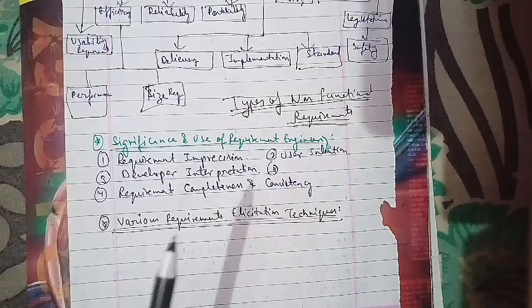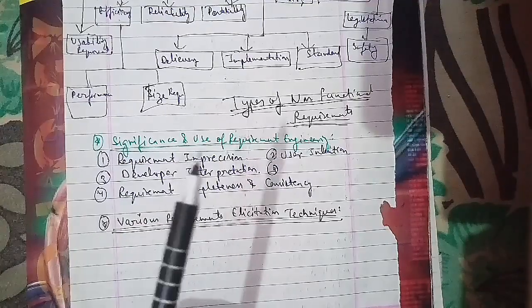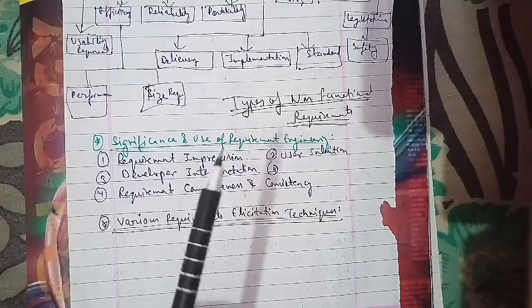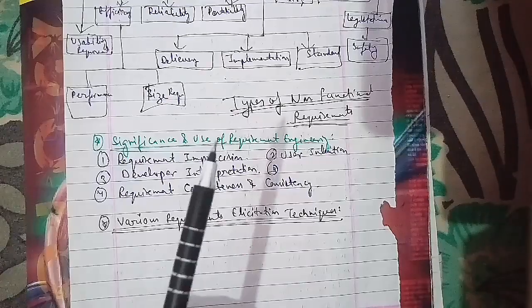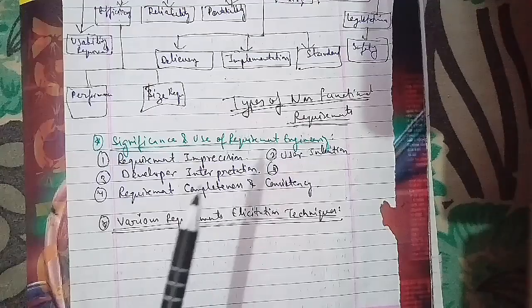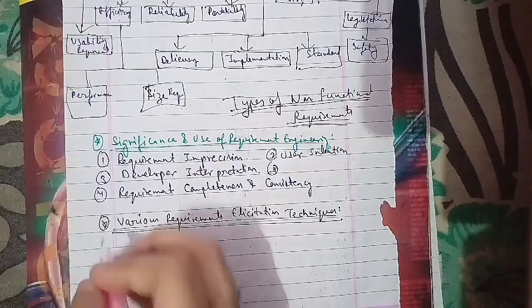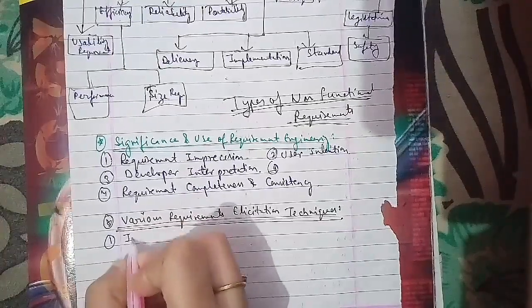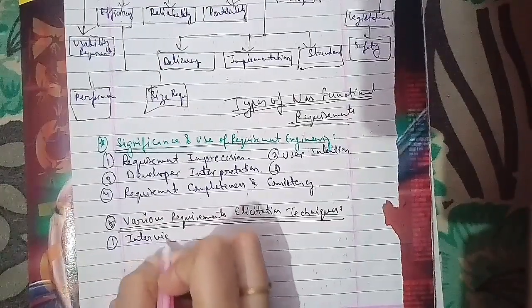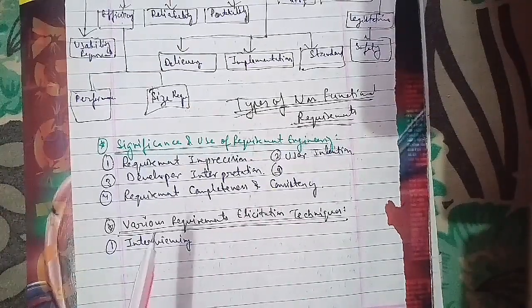The first we have is interviewing. In this technique, the requirements engineering team communicates with the stakeholders by asking various questions about the system and its uses, and from the answers the requirements can be identified. We'll talk about the second one, which is scenario.